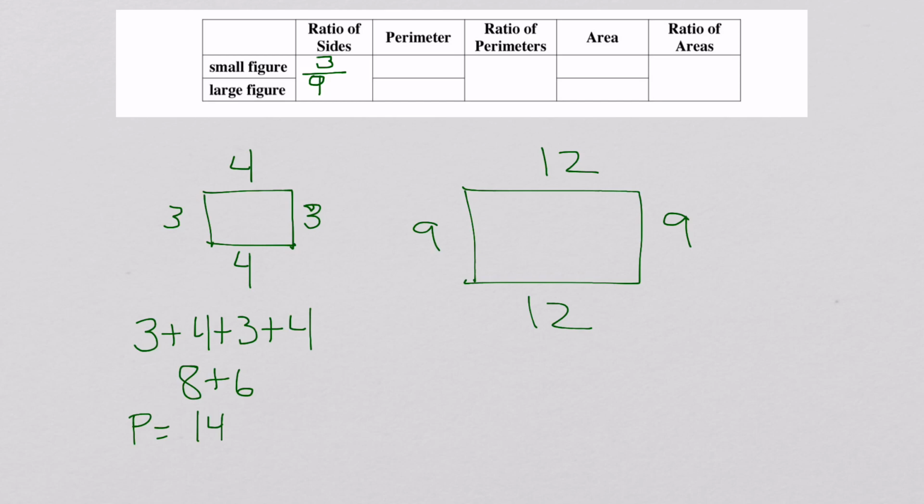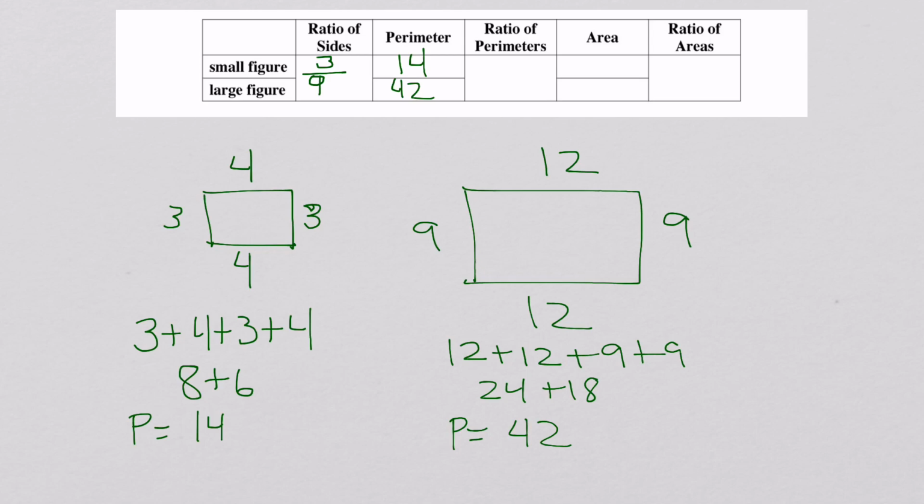Now, let's do the same thing for the large. 12 plus 12 plus 9 plus 9. That's 24 plus 18. And that ultimately ends up being 42. Okay? So perimeter for the large shape is 42. So in our table, we'll go up here, and for the small figure, we'll put 14. And for the big figure, we'll put 42.